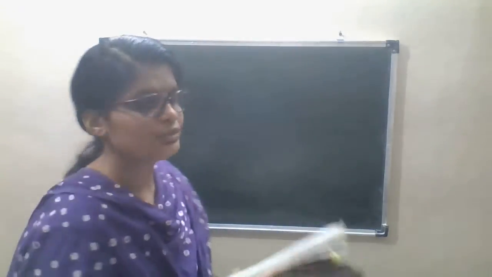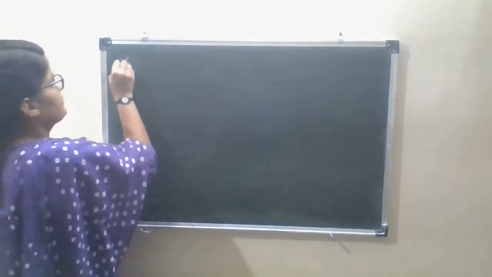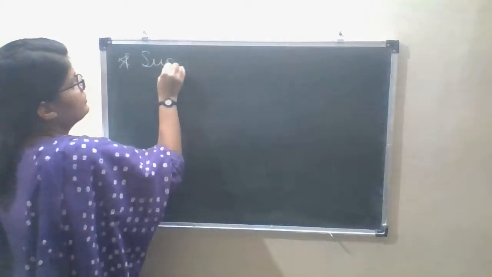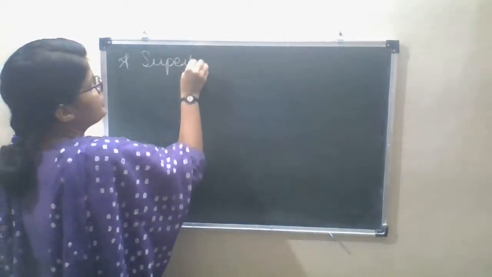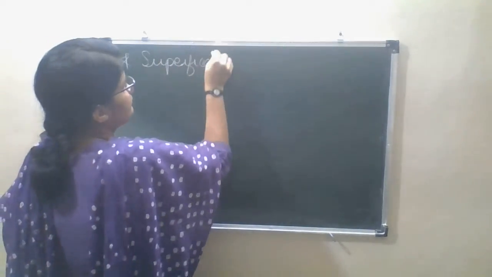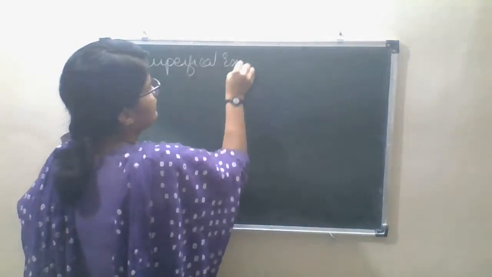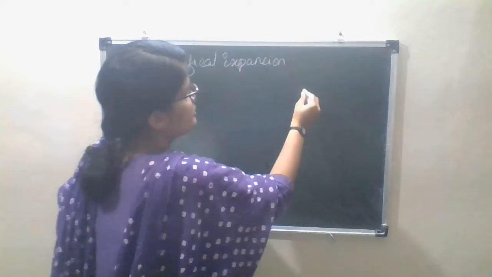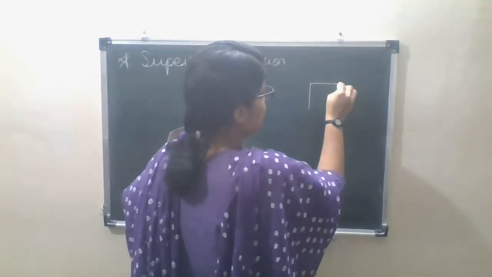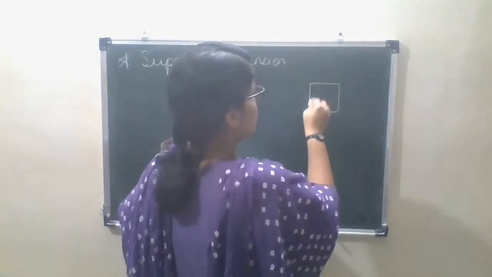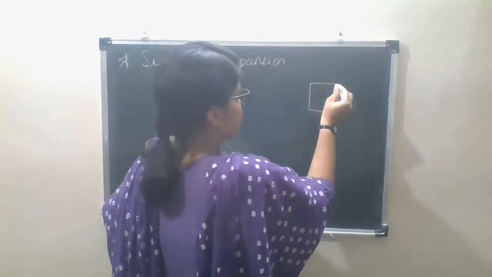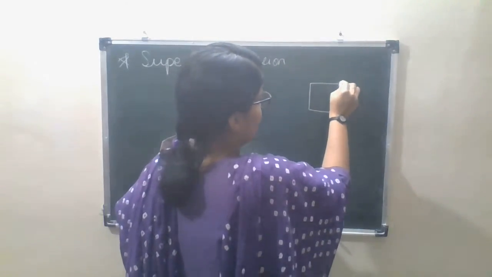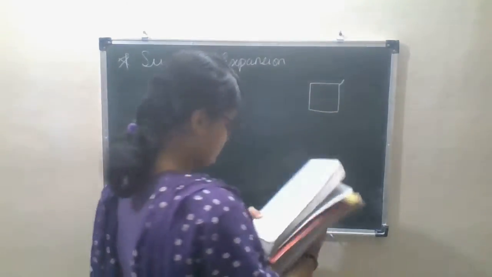Then superficial expansion: when the area of the solid increases on heating, the thermal expansion is known as the superficial expansion. Now this superficial expansion is nothing but the expansion in area. Means a two dimension area is there. So this is your original area, and after expansion of this area, how will it look?